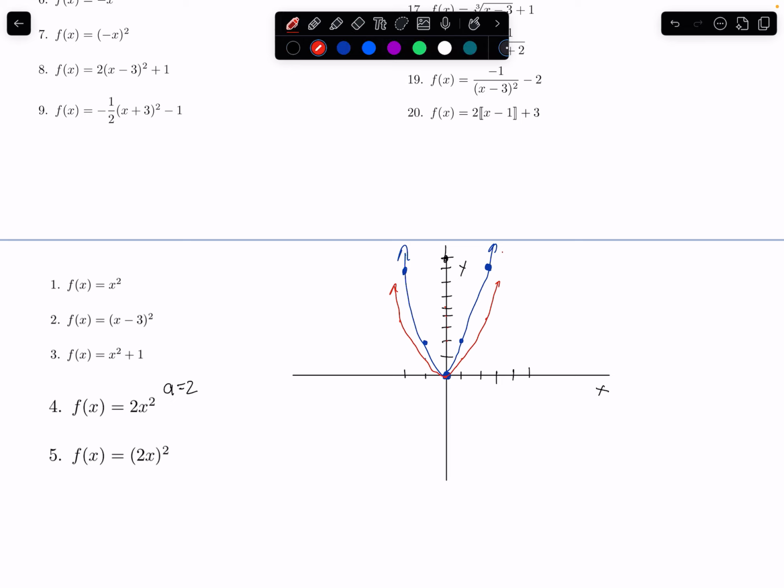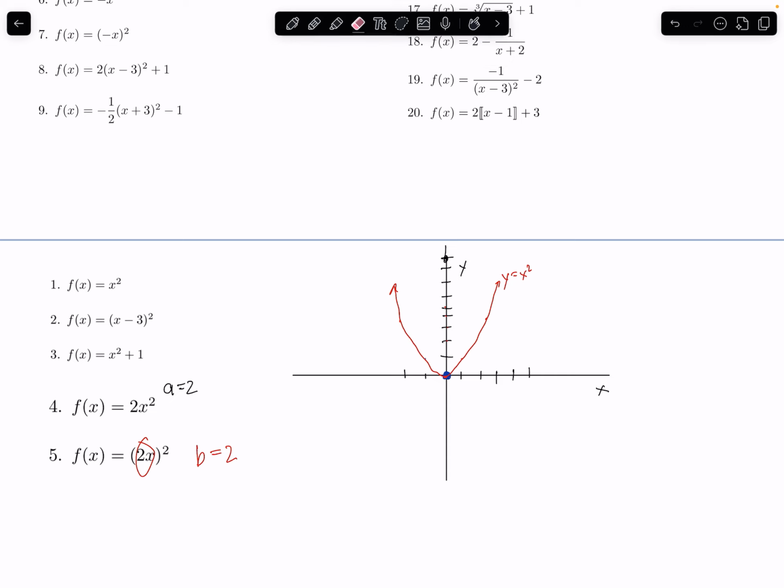So number 5 here, this time, the inside is being multiplied before the function of squaring happens, right? So here you have b equal to 2. Which means you have a horizontal shrink. You got horizontal shrinkage. Okay, so that means, let's erase that one right there. I'm gonna keep my original graph, the x squared graph. This is y equals x squared, original. Okay, now what's happening here? You're changing the horizontal direction by a factor of 1 over b.